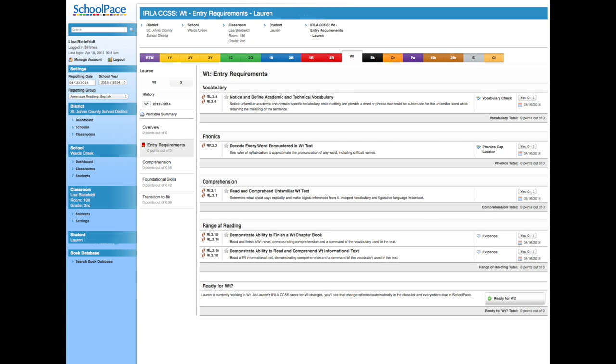I've actually gone ahead and clicked in. I've answered yes to the vocabulary because she did the vocabulary check, and she only missed one of those words. The phonics gap locator, she did 56 out of 70 words, so I've clicked in yes for that. She got enough points in the comprehension on a cold read test to be able to answer yes to that. I know Lauren, and I can answer, she can read a chapter book within a week's time, and she also understands how to read informational text. So at the very bottom of the entry requirements for the white level, I scroll all the way down, I'm clicking on ready to enter white. So Lauren is now in as being a white level reader.